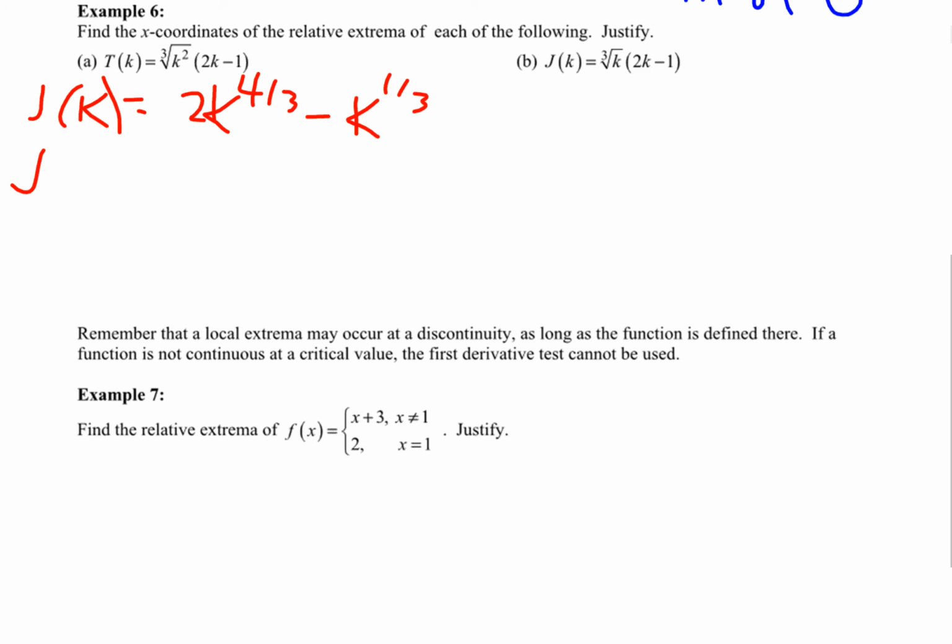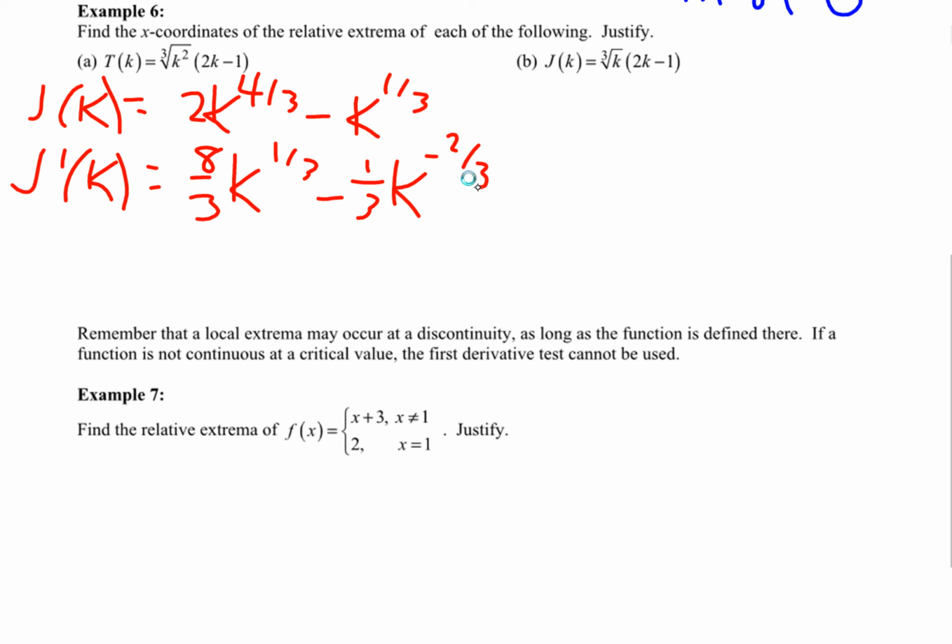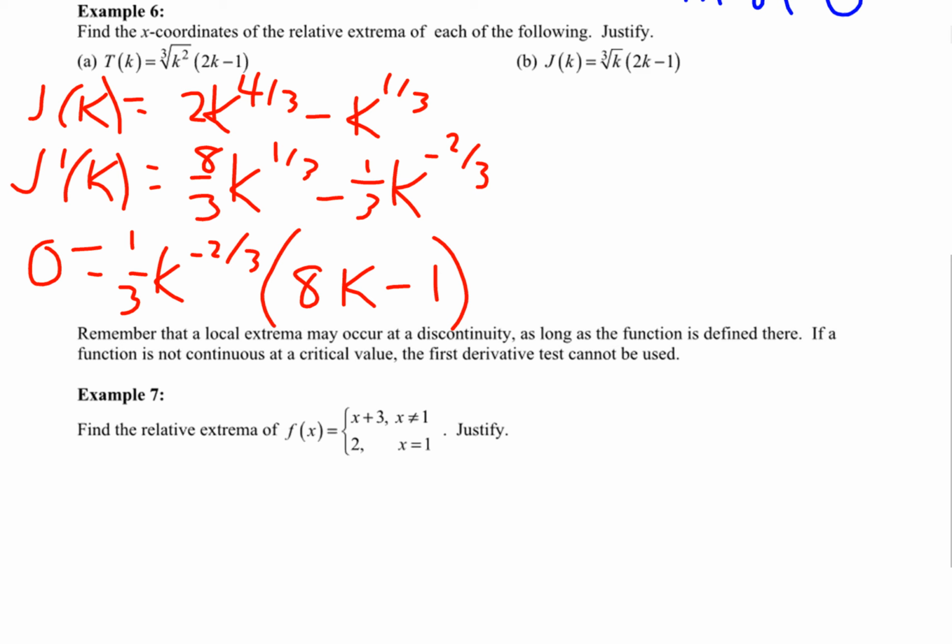All right, take the derivative j prime of k: 8/3 k to the 1/3 power minus 1/3 k to the negative 2/3. To make this look good, we're going to factor least powers. Let's take out a 1/3 k to the negative 2/3. Okay, so we get 8k minus 1. That gives us two critical values we need to check. We're going to check 0 and we're going to check 1/8.